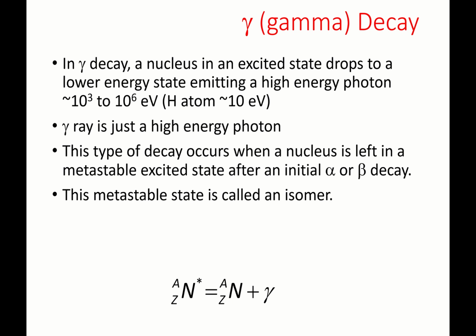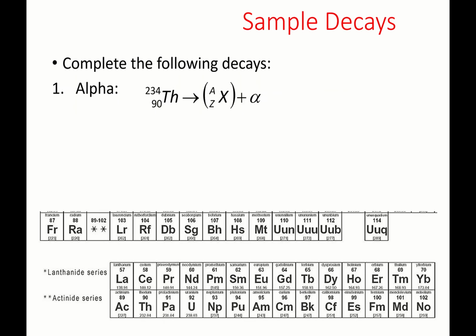So when we look at the reaction equation at the bottom, you see that nothing changes in there. The only thing that changes is that we had an asterisk beside the nucleus initially that indicates that it's not stable, that it's a high energy state. And on the other side, we have the same nucleus, just without the asterisk, plus a gamma particle. And a gamma particle has 0 charge and 0 nucleons.